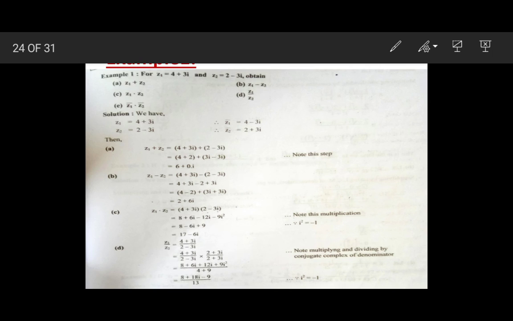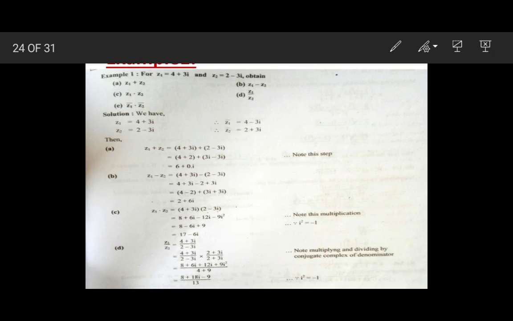In the previous video we discussed the addition, subtraction, multiplication and division of complex numbers, then the modulus of a complex number, then the argument of a complex number. Now in this video we are going to solve some examples of complex numbers.